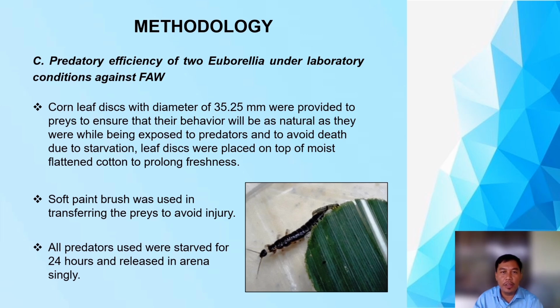Corn leaf discs with diameter of 35.25 mm were provided to preys to ensure that their behavior will be as natural as they were while being exposed to predators and to avoid death due to starvation. Leaf discs were placed on top of moist flattened cotton to prolong freshness. Soft paintbrush was used in transferring the preys to avoid injury. All predators used were starved for 24 hours and released in arena singly.